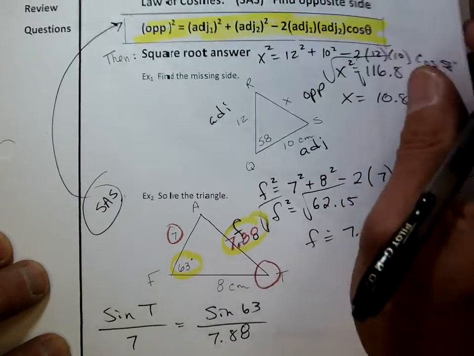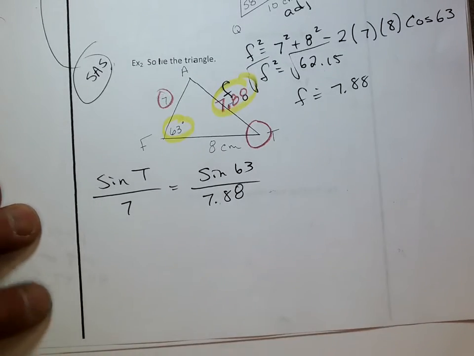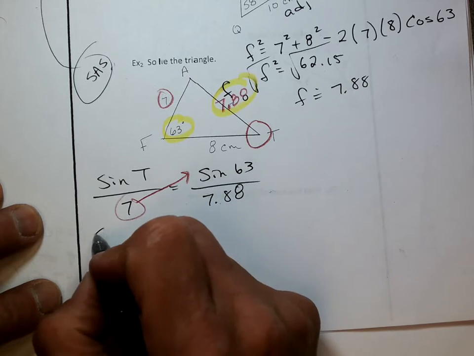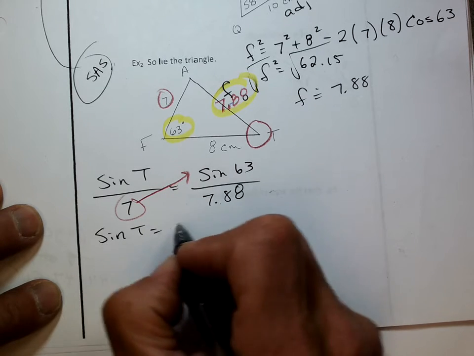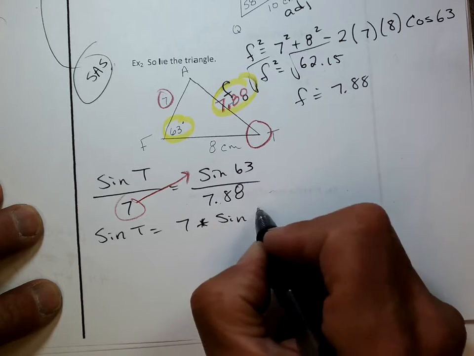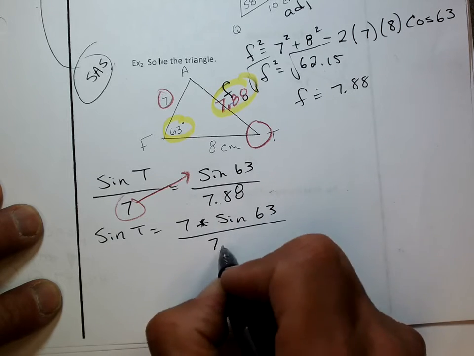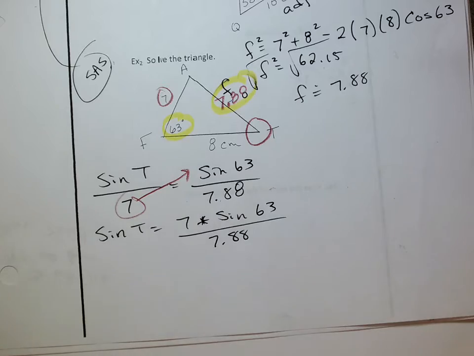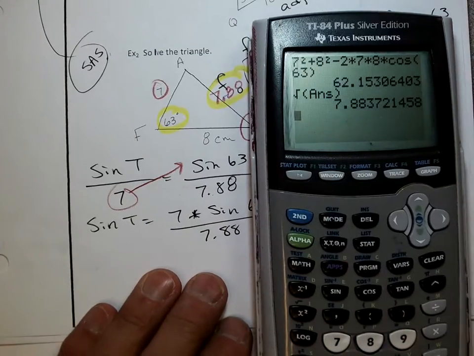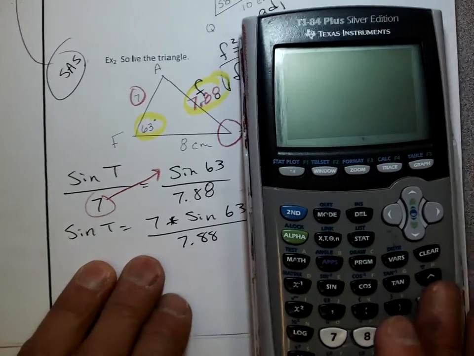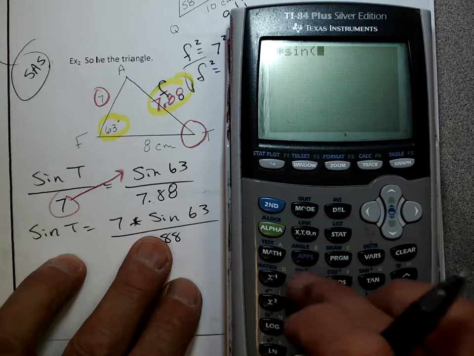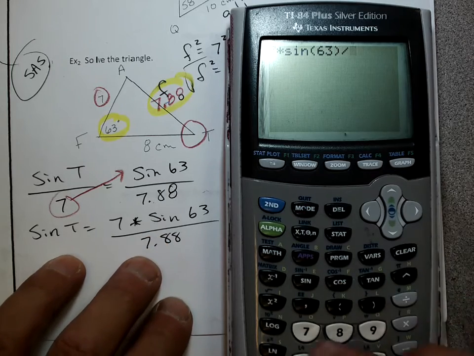Okay, cross multiply, so I'll basically just bring the 7 up here, right? So I'll rewrite this as sine T equals 7 times the sine of 63 over 7.88. I'll just do that in my calculator real quickly. So I'll put the calculator over here, clear that. 7 times the sine of 63 divided by 7.88.